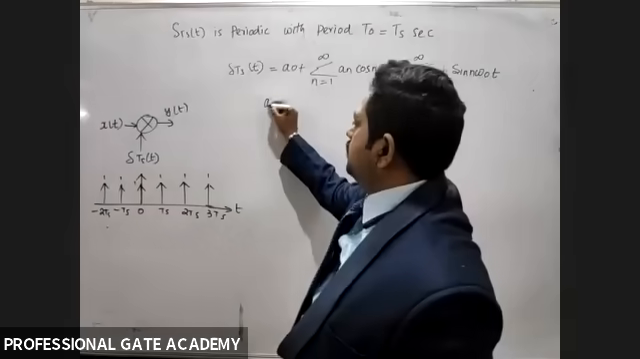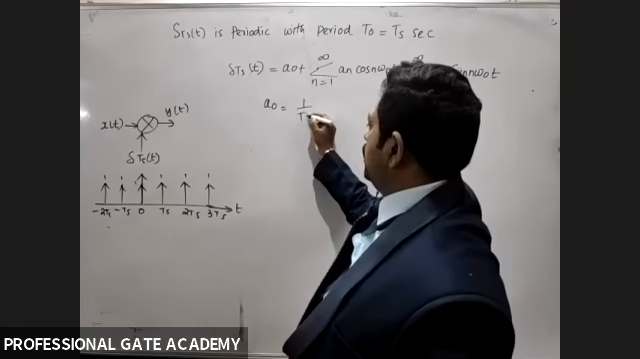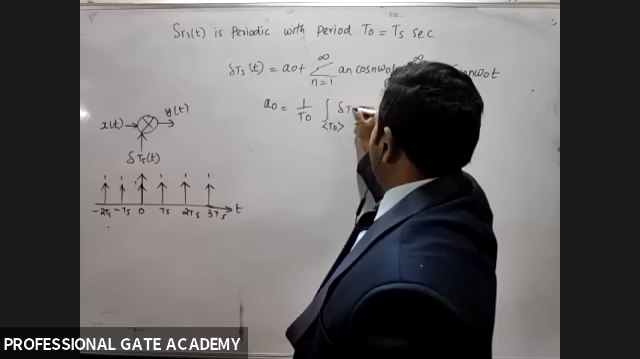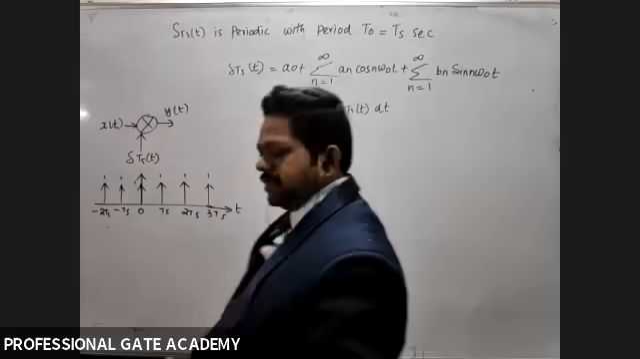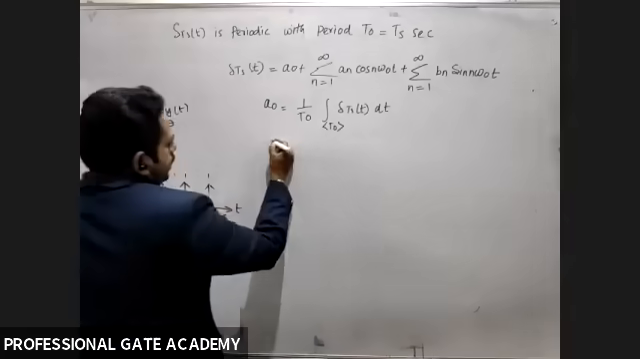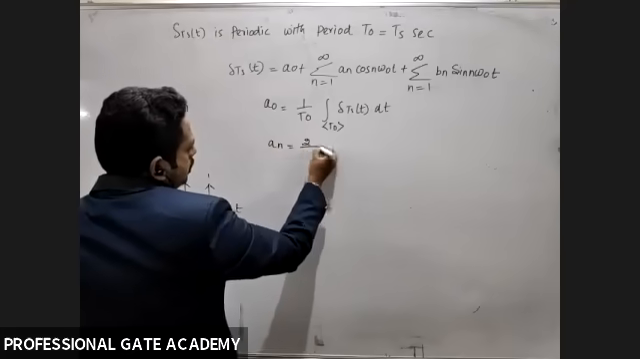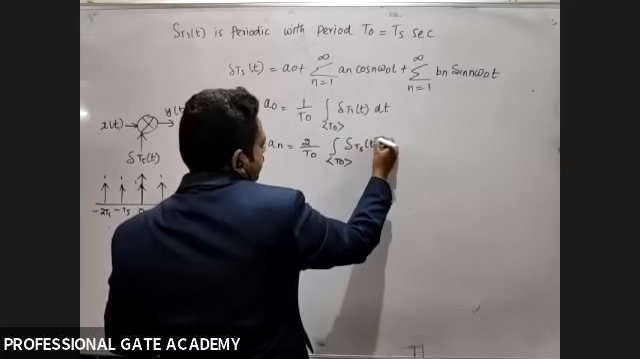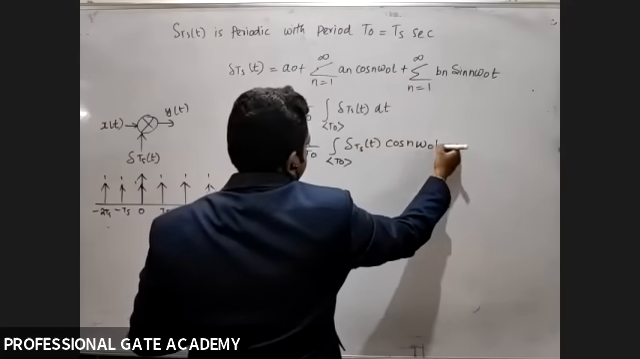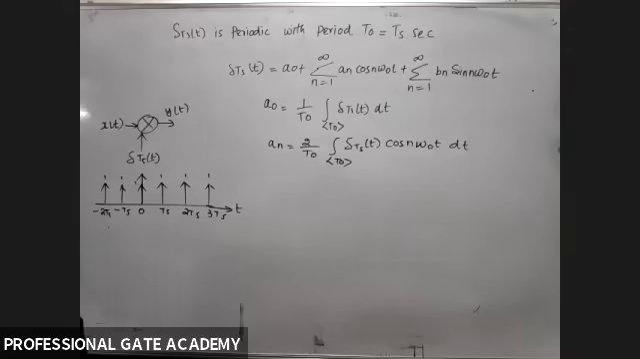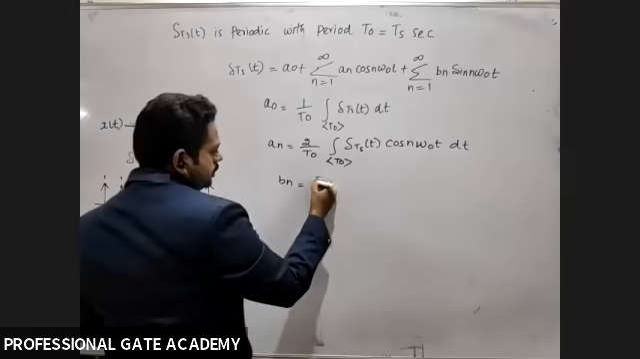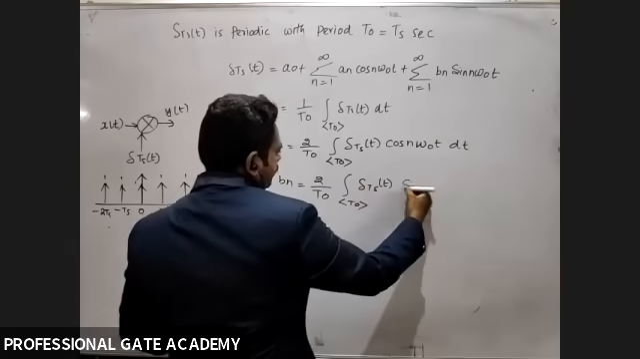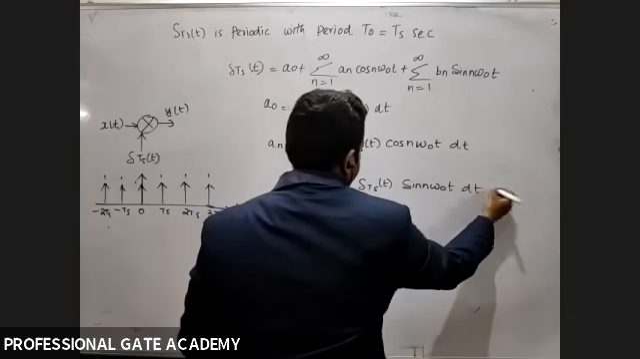Here a0 is a DC term. What is the formula for a0? 1 by T0 integral over T0, but instead of x(t) you take δTs(t) dt. This is the formula for a0. Now an: 2 by T0 integral over T0 δTs(t) cos nω0t dt. This is the formula for an. Now bn: 2 by T0 integral over T0 δTs(t) sin nω0t dt.